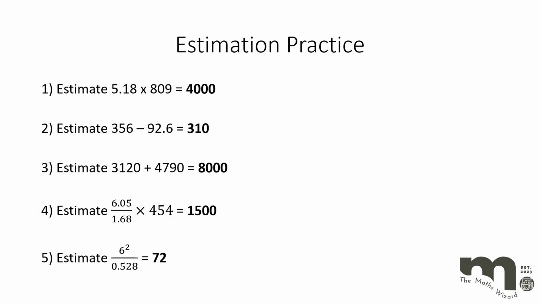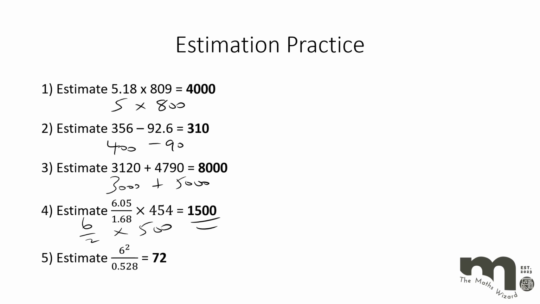Okay, so here are your answers to these questions. So we've got 5 times 800 there, which will give you 4,000. 400 minus 90, which will give you 310 there. 3,000 add 5,000, which will give you 8,000 here. Then we've got 6 divided by 2 for here, which is 3, times 500, which will give you that 1,500. Now here, 6 squared is 36. Divide that by 0.5, and you will get 72 for that one.